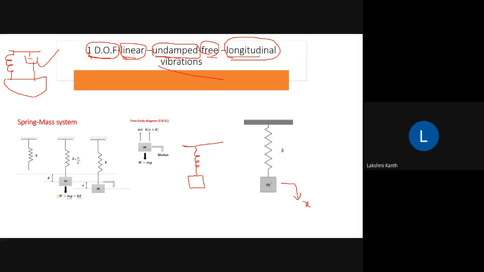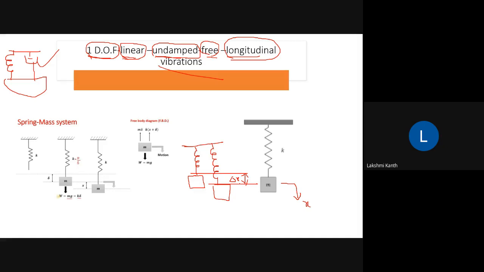due to the mass having some weight, this force acts on the spring, and the spring undergoes some elongation. Previously it was there and now it is there. This is treated as the elongation, the change in location, that is delta x. This is the first point.